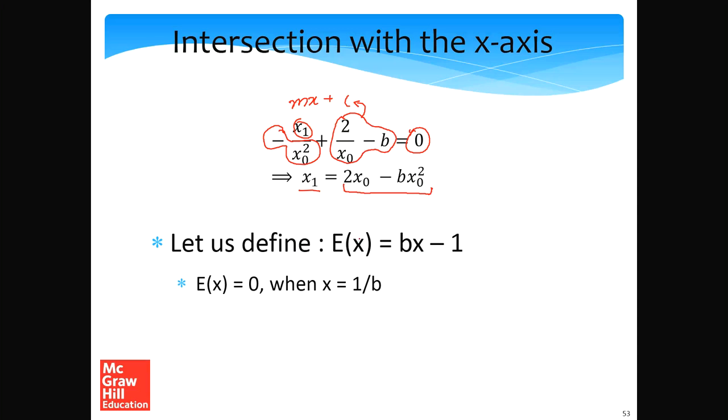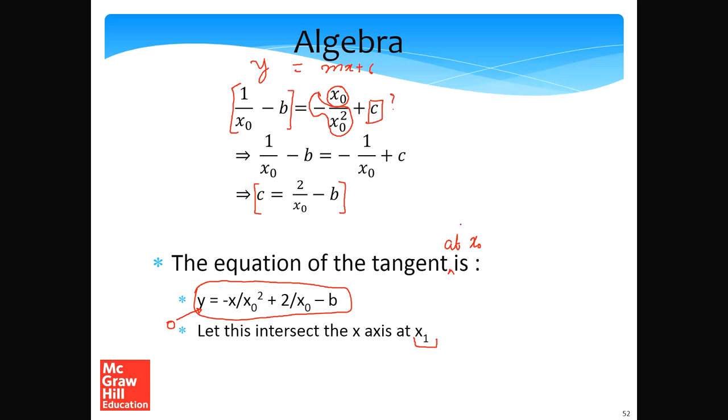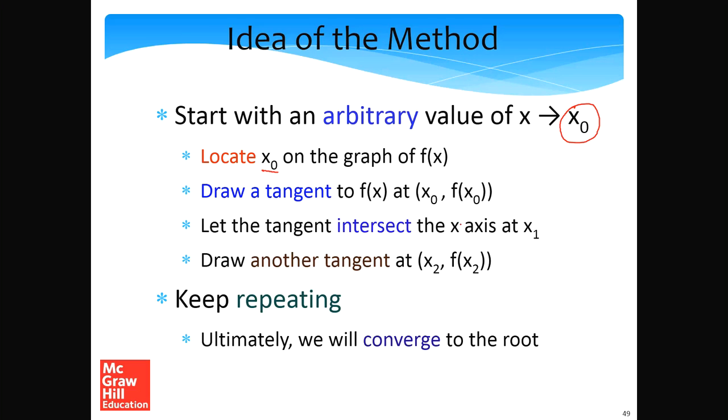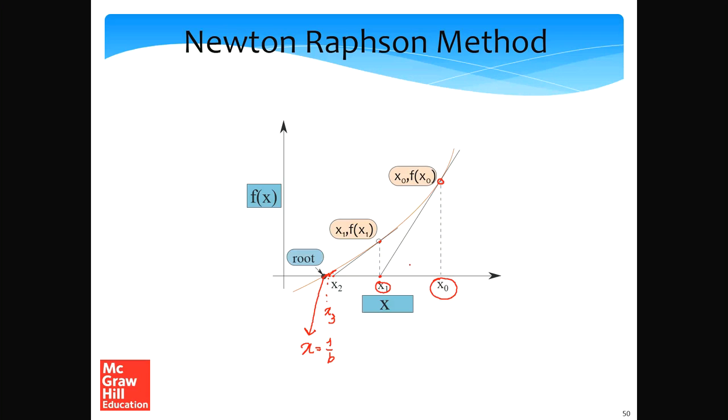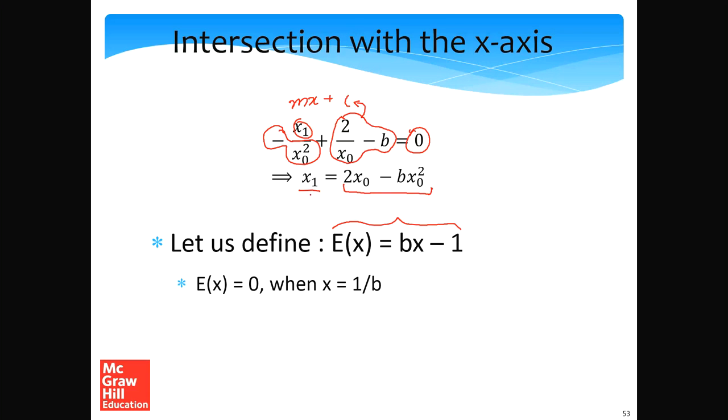So let us now define one more function called an error function. Recall that we have defined two functions arbitrarily, we have guessed, and we hope that it will help us. One such function that we had defined is f(x), which is 1/x - b. The insight here was that at the root of the function, when f(x) is 0, we will have x as 1/b, which is what we want to compute. Now we are guessing one more function called the error function. The error function is defined like this.